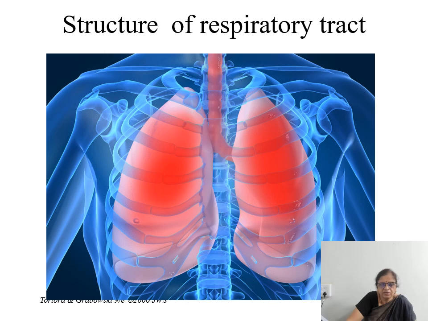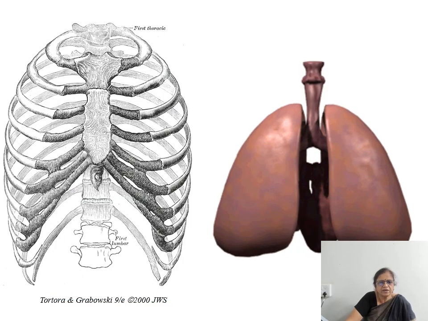Here, briefly the anatomy: you see how the trachea divides into two bronchi, right bronchus into the right lung and left bronchus into the left lung. Some more anatomy and its relations, blood supply, lymphatic supply, everything is dealt with in anatomy in detail. So here we go for physiological anatomy.